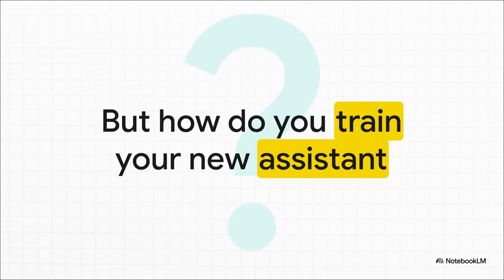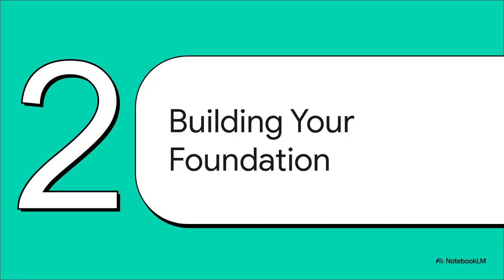Because if you just start firing off random questions, you're going to get super generic, kind of useless results. To get the absolute most out of it, you've got to set it up for success right from the start. And that brings us to section 2, building your AI's foundation. This is where we make sure your AI understands your goals from day one. Honestly, this is probably the most crucial step, and it's the one most people just skip.